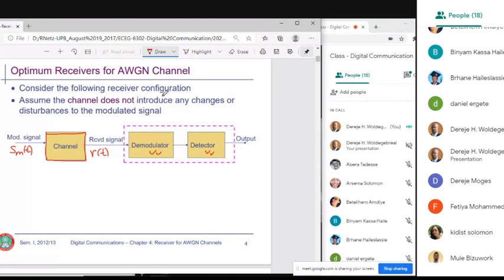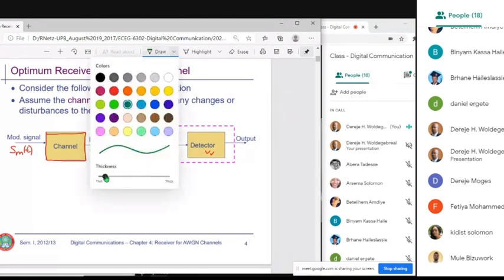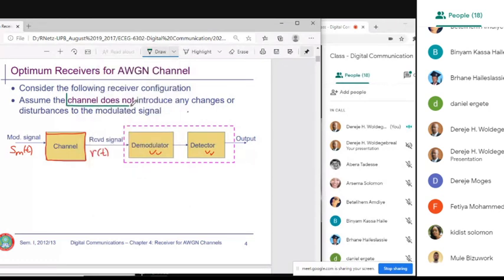Now, let's take a very specific case where the channel does not introduce any distortion or any change. Assume that the channel is ideal. So what does it mean? If the channel does not bring in any change, then the received waveform R of T would be the same as the transmitted waveform SM of T. Well, this is an ideal case, but we will first start with such an ideal assumption, and then later on we will build on it.